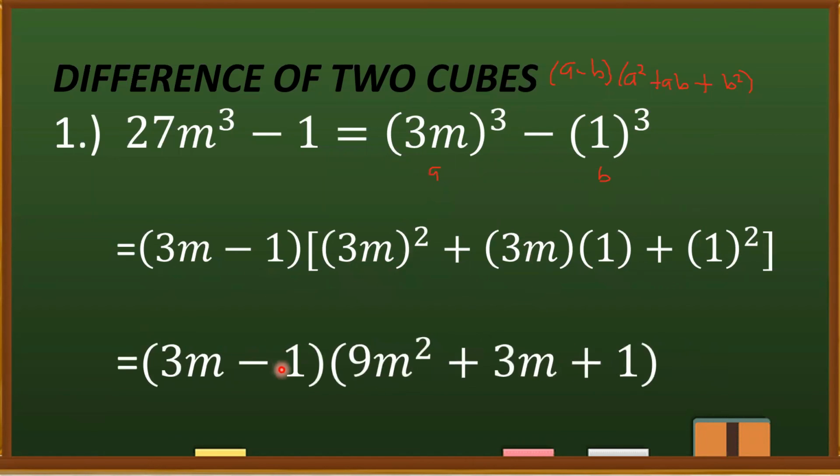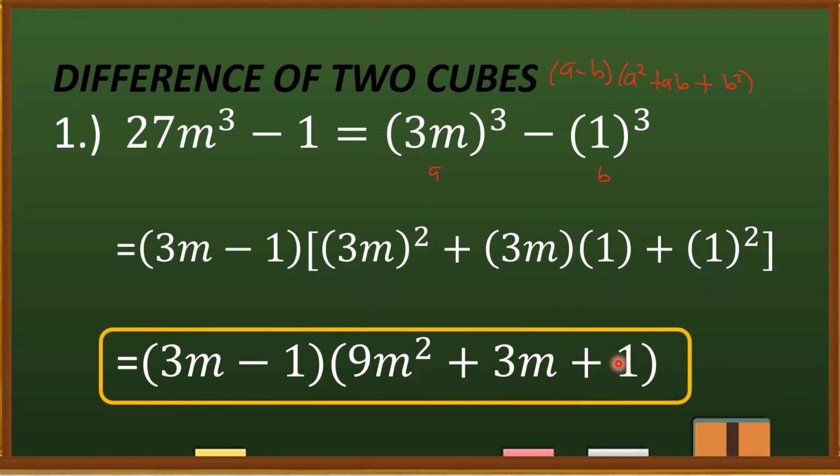Copy 3m minus 1, and then 3m squared is 9. That's 3 times 3, 9. Then m squared is m squared. Then 3m times 1, that is 3m. Then 1 squared is 1. So this will be our trinomial. This will be our factors, 1 binomial and 1 trinomial. Quantity 3m minus 1 and quantity 9m squared plus 3m plus 1.